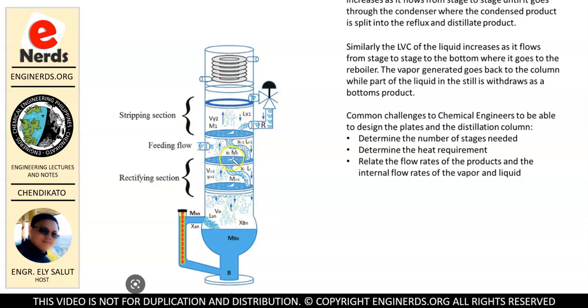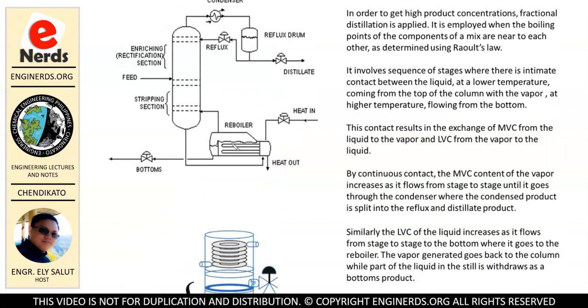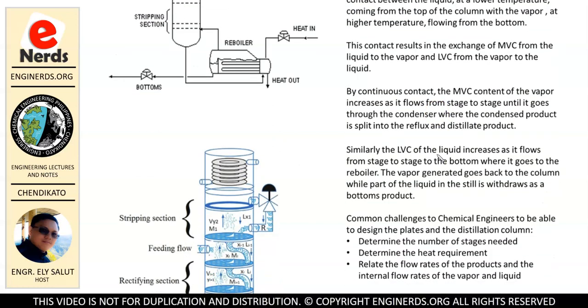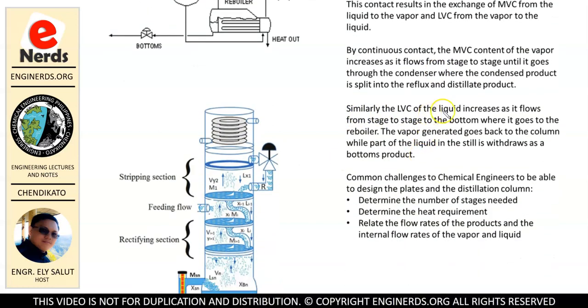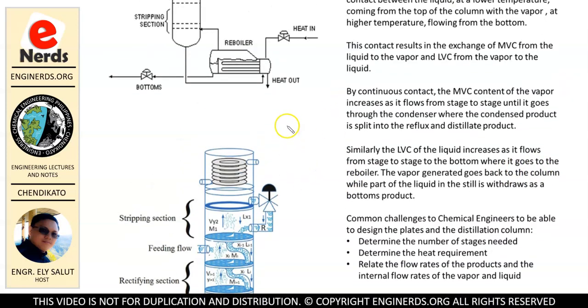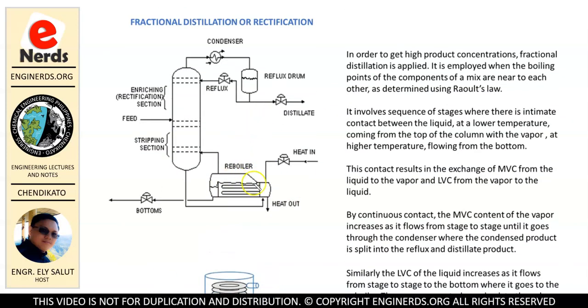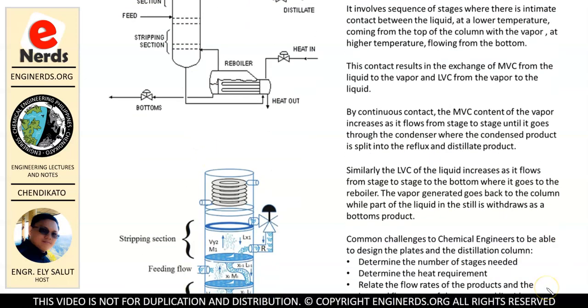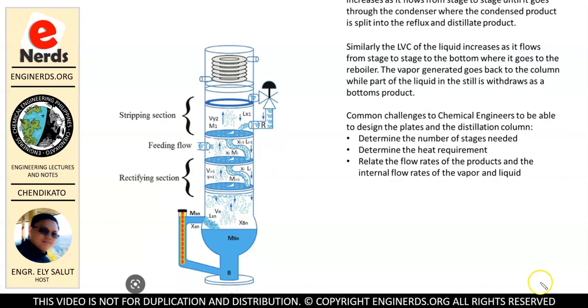Okay, so katulad ng sinabi natin kanina, we have series of stages here in our rectification, no? Or fractional distillation. So similarly, the less volatile component of the liquid increases as it flows from stage to the bottom. So pababa naman siya, where it goes to the reboiler. Ito naman yung reboiler natin, okay, sa ating illustration for rectification. Now, here are the common challenges to chemical engineers in order to design the plates and distillation column. So this is usually what we will be encountering when we are designing a distillation column.